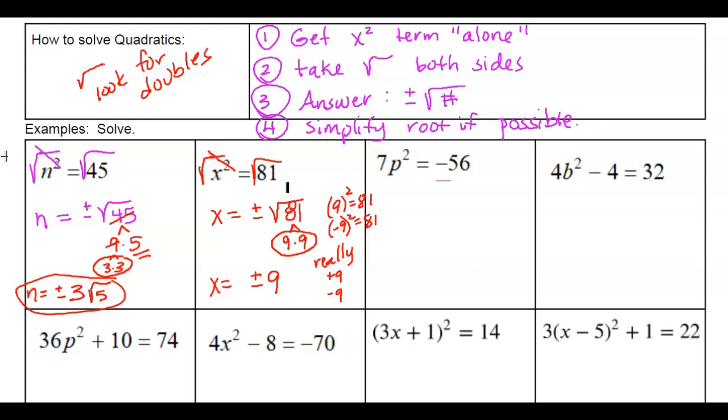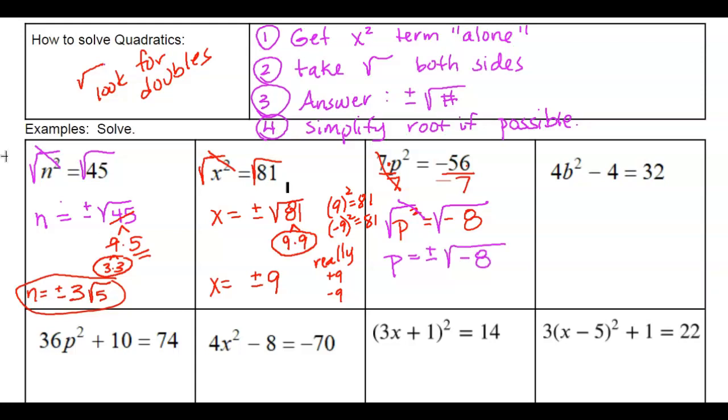Here's my p squared, but now I have a 7 next to it. Since those are being multiplied, I'm going to divide both sides by 7. You have to get the squared alone first. If you take the root, your answer won't be correct. So the 7's reduce. I get p squared equals negative 8. Okay, so now I've got p squared, so I'm going to take the root of both sides. Root and squared cancel. I get p equals plus and minus root negative 8.